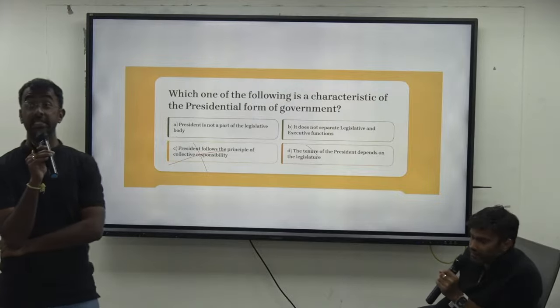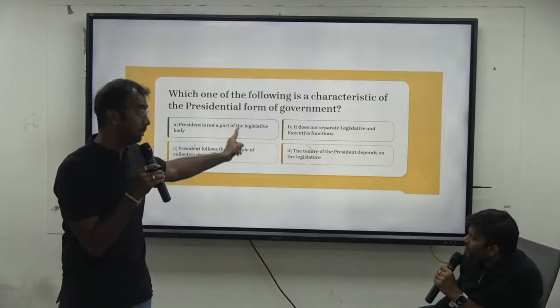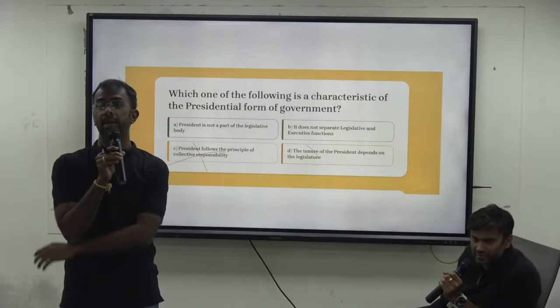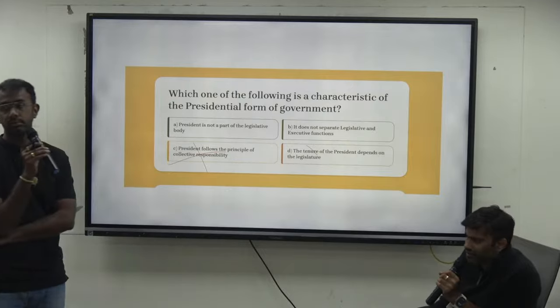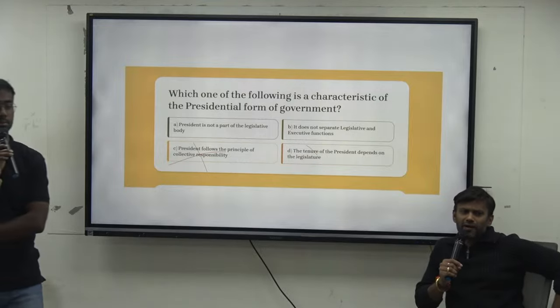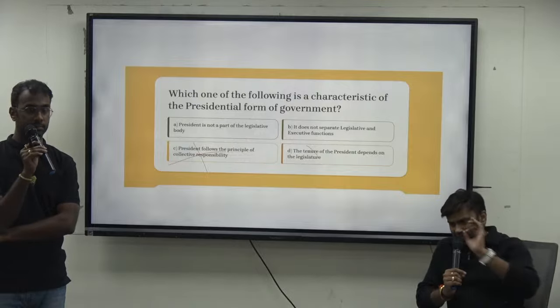Very good. Correct. In presidential form of government, there is strict separation of powers. So is B correct or wrong? Wrong, that means it's eliminated. So which is the remaining option? Yes, A: President is not part of the legislative body. In America, the President is not part of the legislature. Got it? See, now it's a simple question.